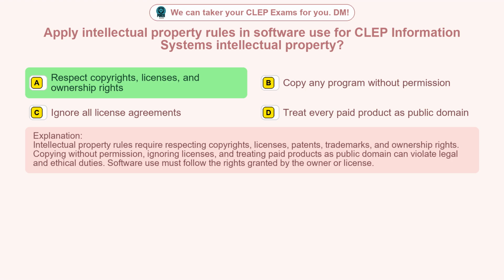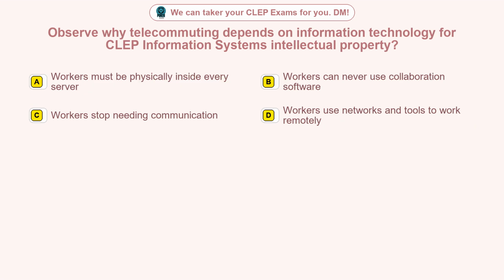Intellectual property rules require respecting copyrights, licenses, patents, trademarks, and ownership rights. Copying without permission, ignoring licenses, and treating paid products as public domain can violate legal and ethical duties. Software use must follow the rights granted by the owner or license. Question 99. Observe why telecommuting depends on information technology for CLEP Information Systems intellectual property.